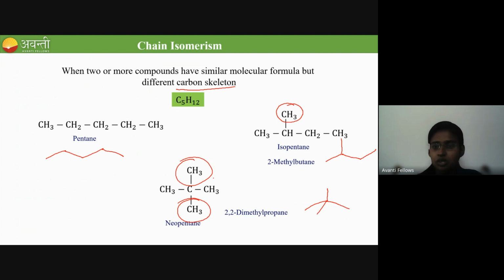Shall I move on to the next isomerism, position isomerism? Do you have any doubt from chain isomerism? Ramnagar students, do you have any doubt from chain isomerism? Shall I move on to the next isomerism? Yes or no? Am I audible?